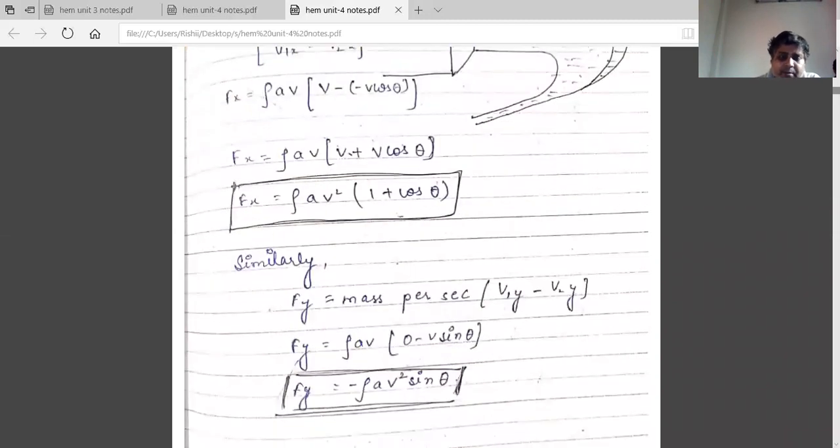Similarly, Fy is equal to mass per second into velocity at point 1 in the direction of y minus velocity at point 2, final velocity in the direction of y. Fy is equal to rho a v, initial velocity will be 0 minus v sin theta. That means Fy is equal to minus rho a v square sin theta.